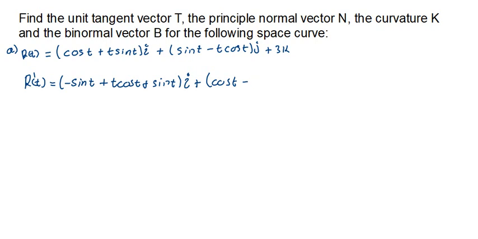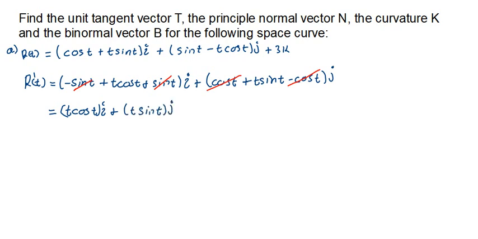So when you differentiate this part, you're going to get plus t sin t minus cos t in the j. Then of course this is a constant, you're going to get a 0. So we observe that we have minus sin plus sin, and positive cos and negative cos. What I remain with is t cos t in the i, plus t sin t in the j.